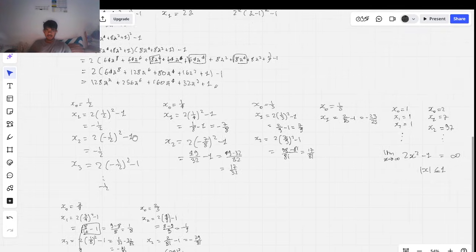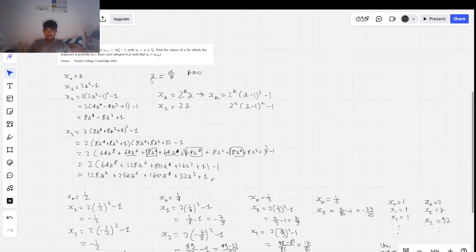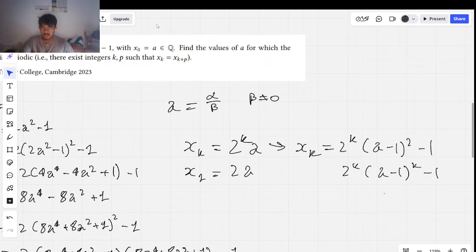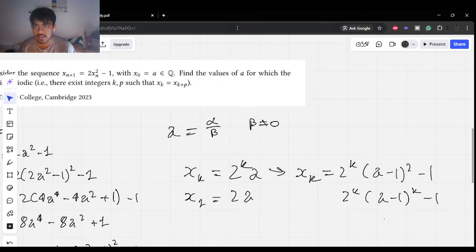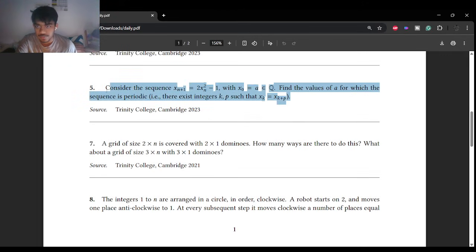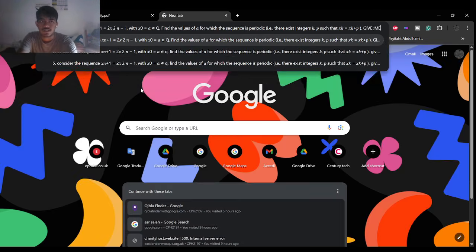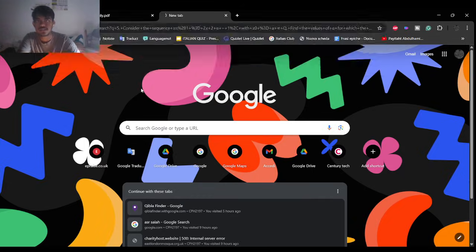Okay, I'm going to ask Google to give me a hint with this question, but not solve it. I prefer this. Give me a hint, don't solve it. Let's see if it works.